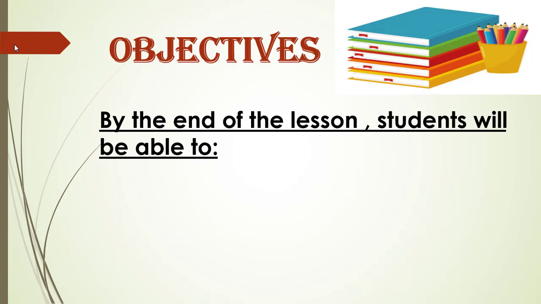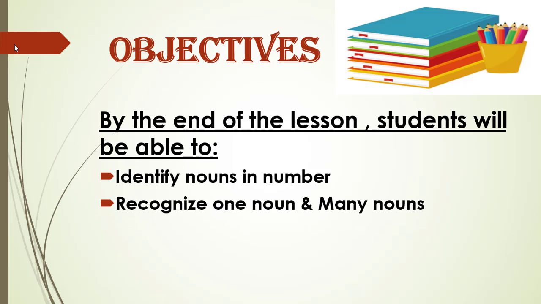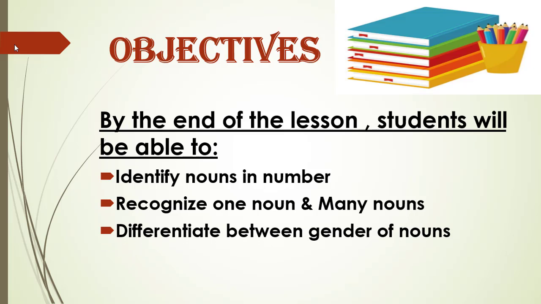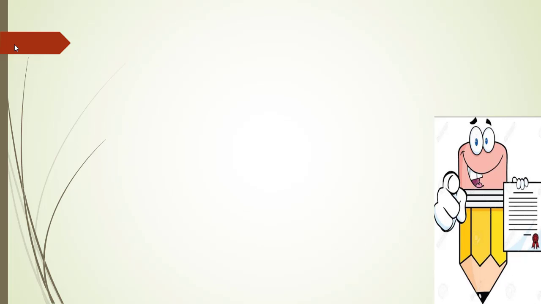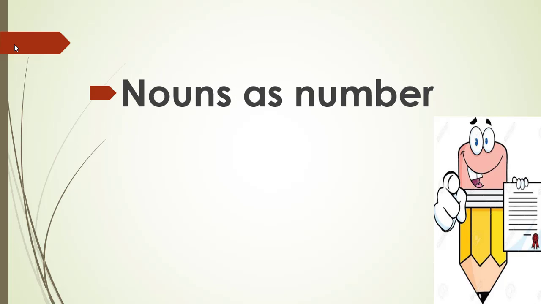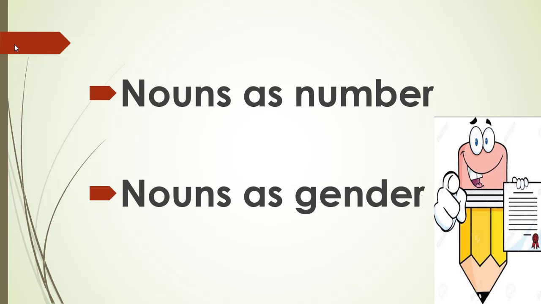So our objectives are, by the end of the lesson, students will be able to identify nouns in number, recognize one noun and many nouns, differentiate between gender of nouns. So, आज हम पढ़ेंगे nouns as number and nouns as gender. Let's see what is the difference between nouns as number and nouns as gender.